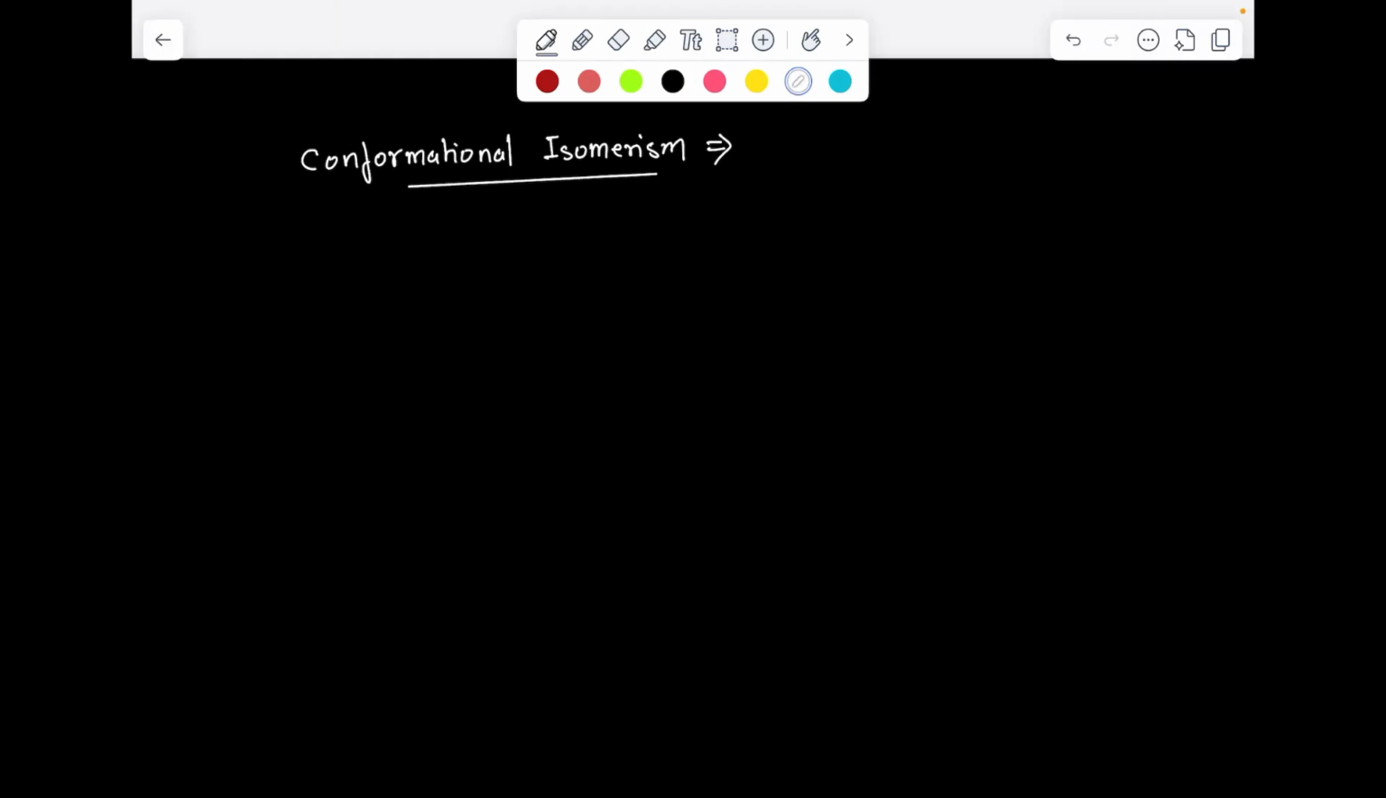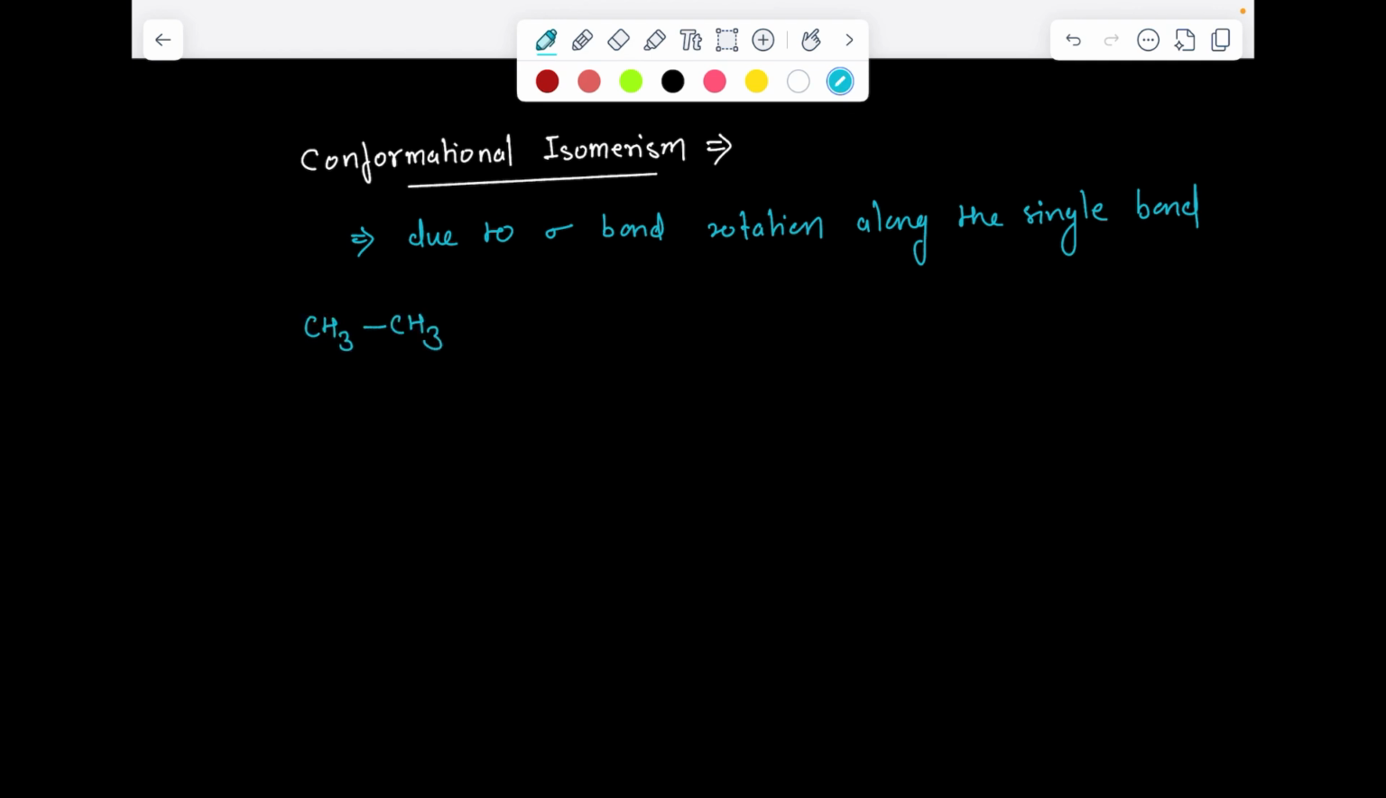So we have a last section of isomerism, that is called conformational isomerism, which is also considered to be stereoisomerism. Conformational isomerism happens due to sigma bond rotation along the single bond. For example, if I am taking an alkane, CH3 single bond CH3, this is ethane, and here the sigma bond can rotate.